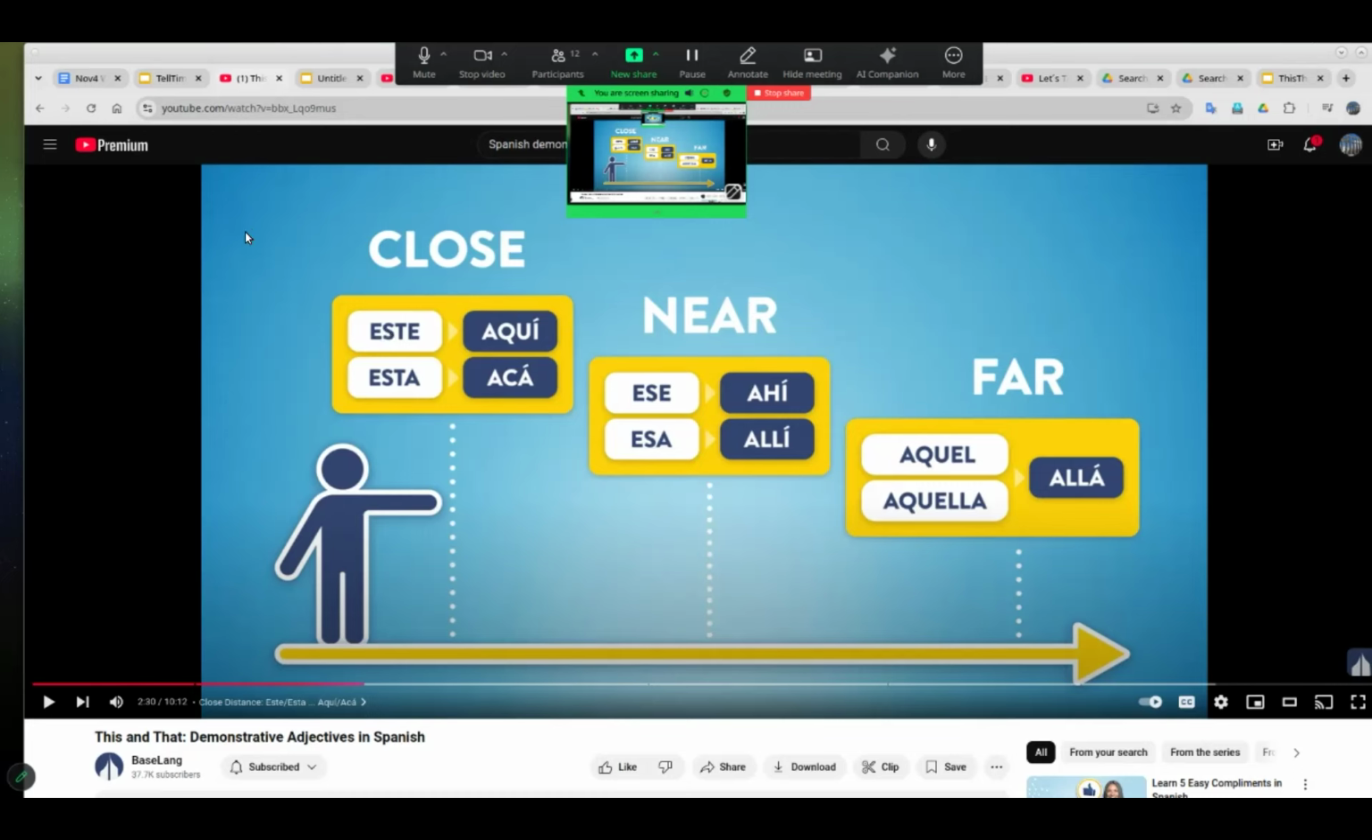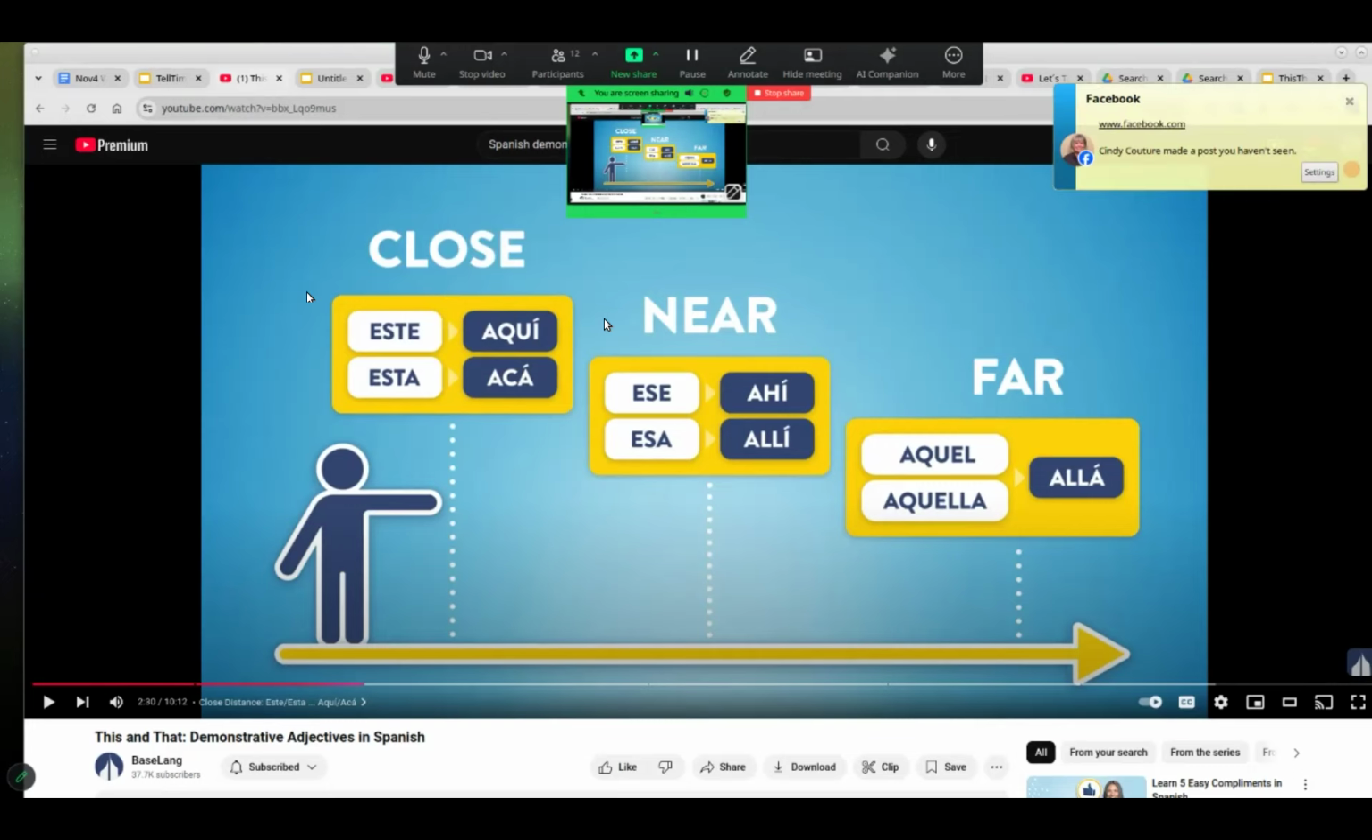So here's the mnemonic device we used to use for kids to distinguish. This and these do have T's. That and those, no T goes. And an A for far away. And this is the one that kids never got wrong. Aquel and aquella, that A for far away, I get that.